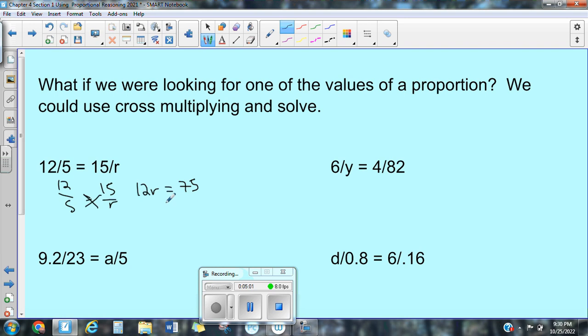So this should look familiar now, going back to last chapter when we were solving variables in order to solve equations. In this case, like we talked about before, we're trying to get r by itself. It's tied together with 12 via multiplication. So to undo multiplication, we want to divide by 12. And 75 divided by 12 would give us 6.25.